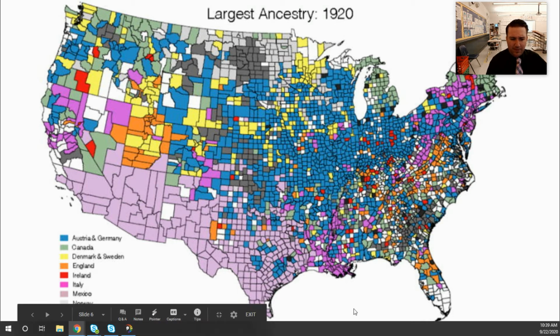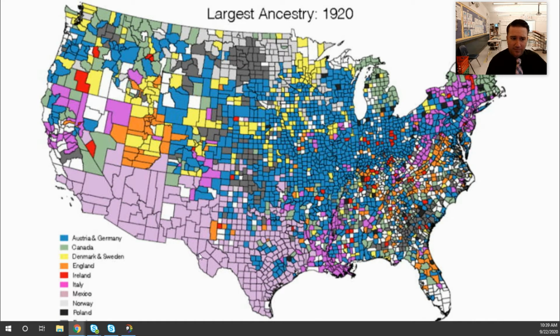So in this little map here on the PowerPoint, you can see the greatest concentration of people of certain ancestry in the United States by 1920, the end of this period. And so you have a lot of German and Austrian migrants that make up much of the Midwest, and it still shows today. A lot of farming that was done in Germany is done in the Midwest as well. Up here in Michigan, a lot of them are going to move in for factory work and so forth. So a lot of German ancestry.